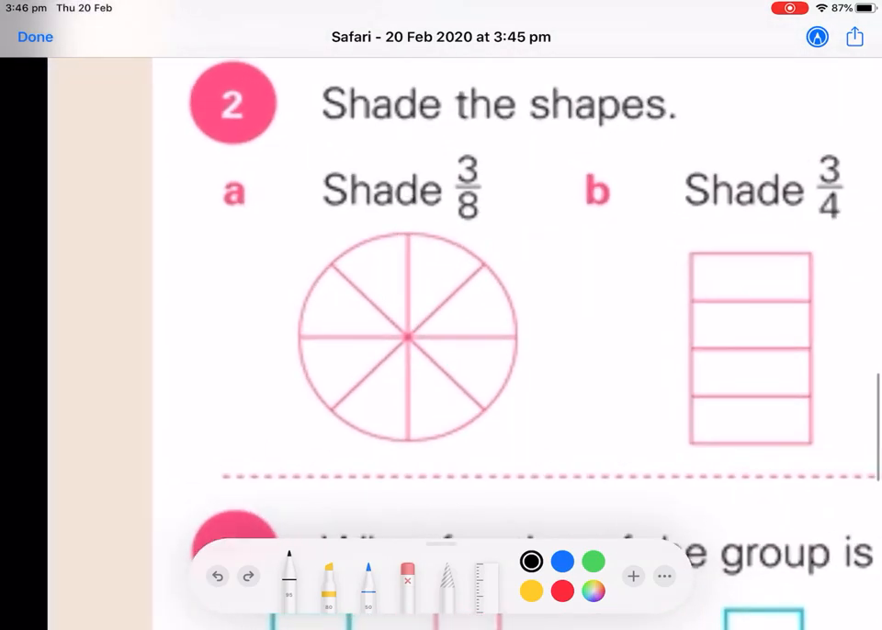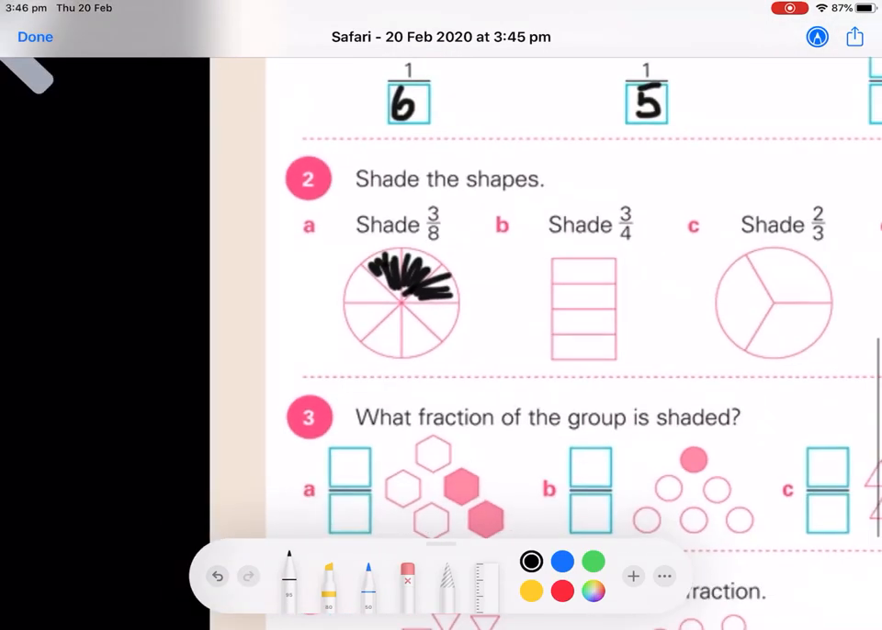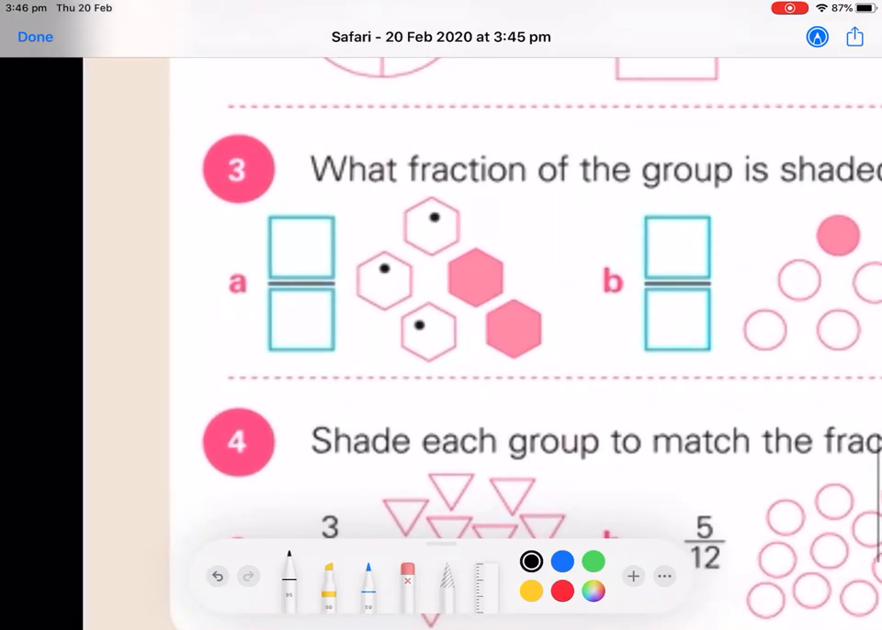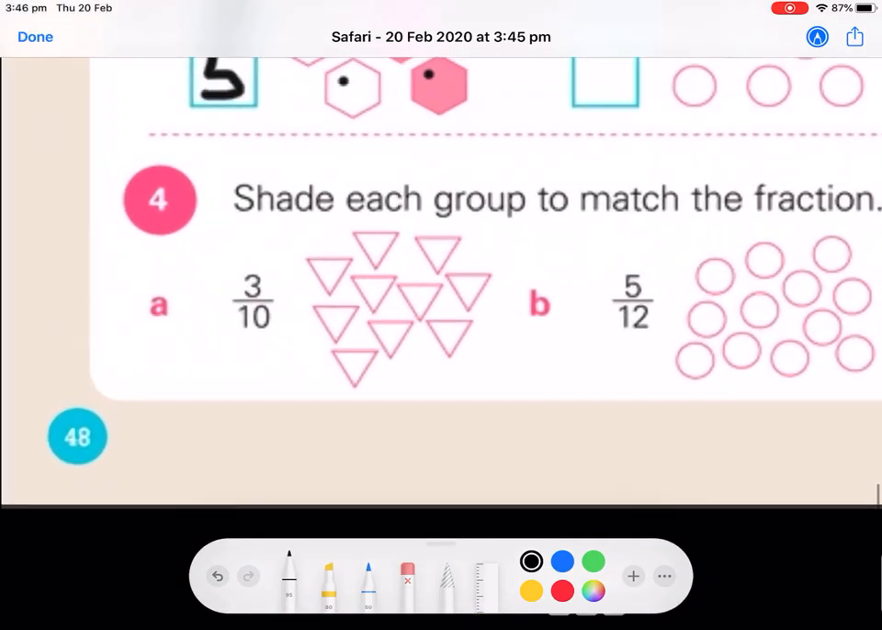Shading these shapes, 3 out of 8. So 1, 2, 3, 4, 5, 6, 7, 8. We are going to shade 3 of those. So 1, 2, 3. Excuse my scrappy shading there. What fraction of these group is shaded? So there's 1, 2, 3, 4, 5. So we know that there are 5 parts, 5 objects. 2 of them are shaded.